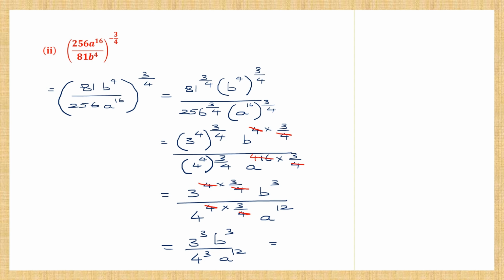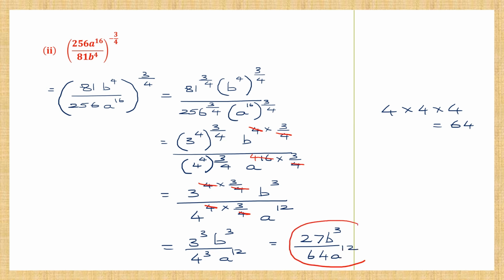Now 3 raised to the power of 3 is 3 threes are 9, 9 threes are 27, b to the power of 3. Now 4 raised to the power of 3 is 4, 4s are 16, 16 fours are 64. So this is 64 raised to the power into a to the power of 12. So what is our final answer? 27b to the power of 3 by 64 a to the power of 12.